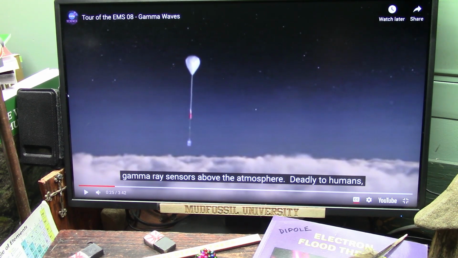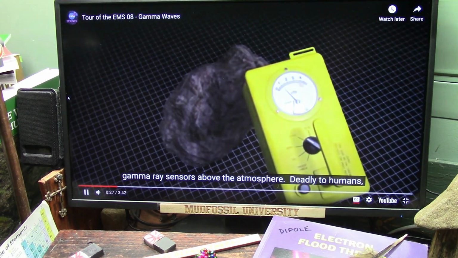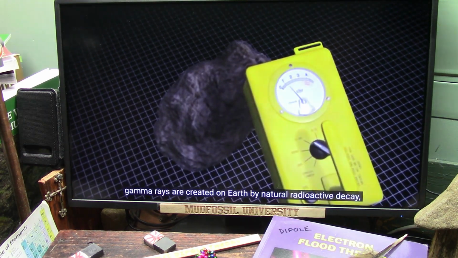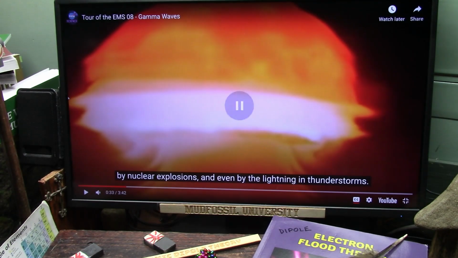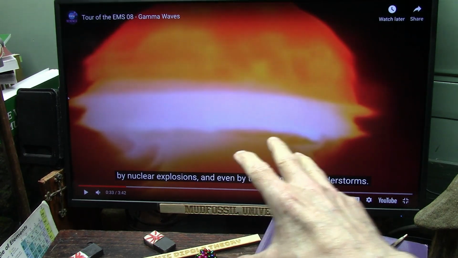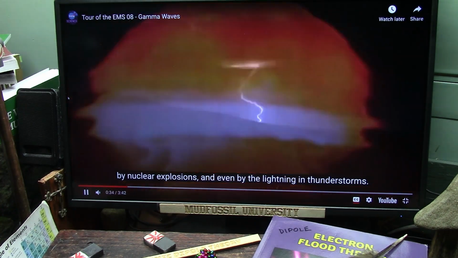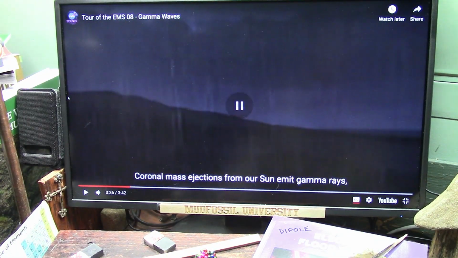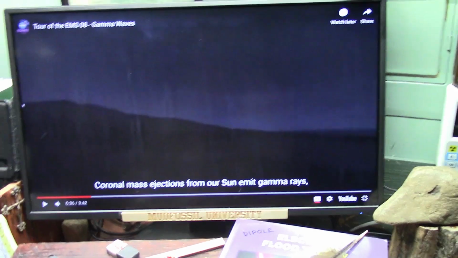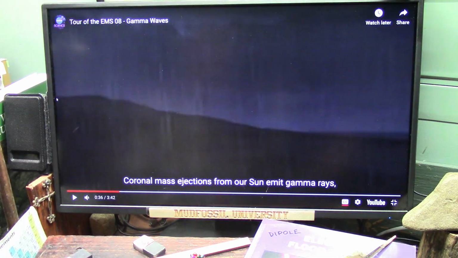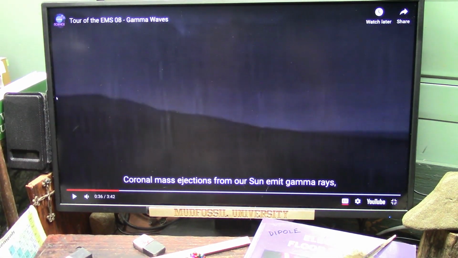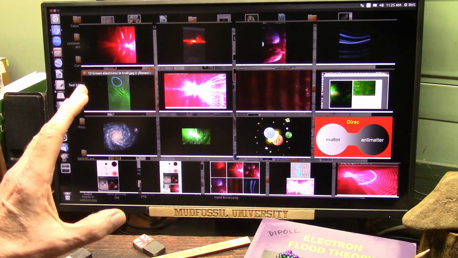Now listen to this now. Atmosphere, deadly to humans. Gamma rays are created on Earth by natural radioactive decay, by nuclear explosions. Basically, that's what we did. We created a subnuclear explosion, separated the white from the black. That's what the black is, the gamma rays. And even by the lightning and thunderstorms. Same thing with thunderstorms and lightning. The lightning is the white part being stripped away from the black, creating gamma rays. All right. Fully understand this.